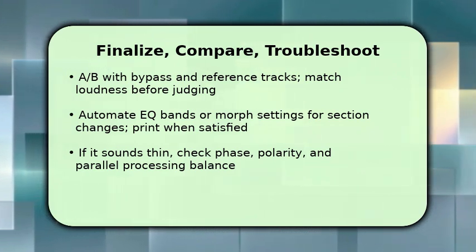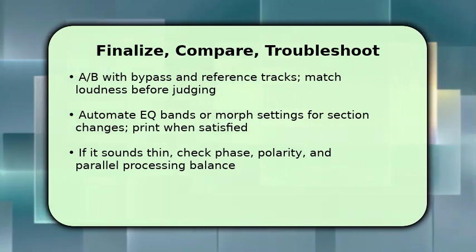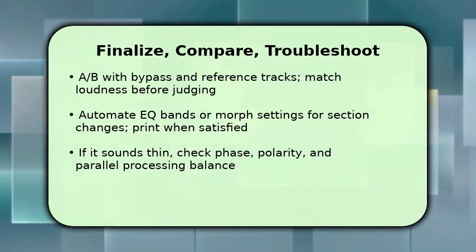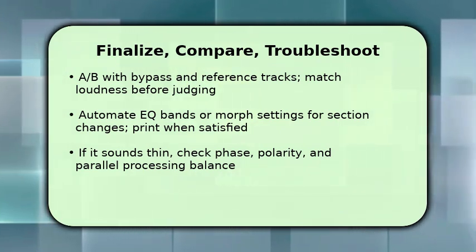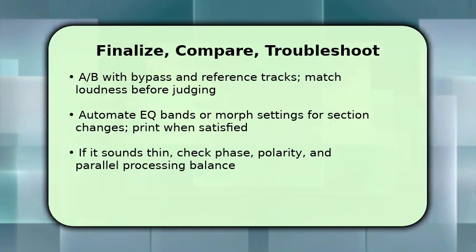If things go wrong, if the track becomes thin or smeared, make sure to check phase relationships and polarity, and try parallel processing to recover body without reintroducing problems.